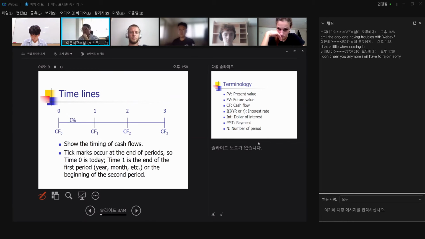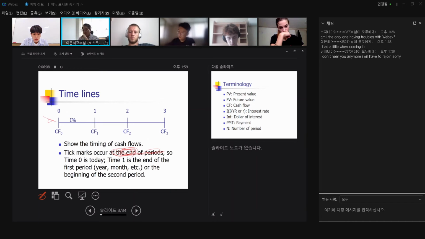First of all, you need to know the timeline. This is the graph, the timeline. The timeline shows the timing of cash flow, right? The tick marks occur at the end of each period. So basically, we assume that all cash flow occurs at the end of each period. If the cash flow occurs at the beginning of each period, then we can state that specifically. So the default is that cash flow occurs at the end of each period.